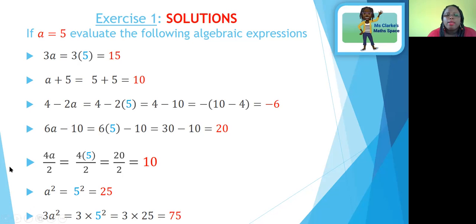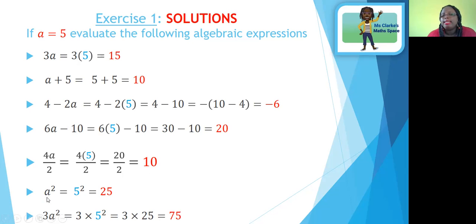All right. Our next example, we have 4A divided by 2. 4A is 4 multiplied by A, which is 4 multiplied by 5, and then we divide it by 2. 4 by 5 is 20, and then you have to divide by 2. 20 divided by 2 is 10.